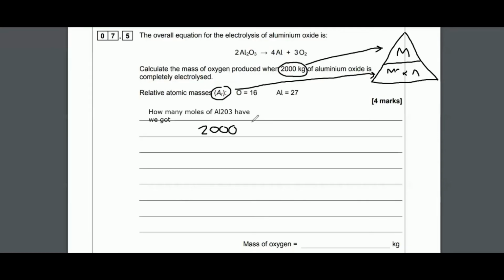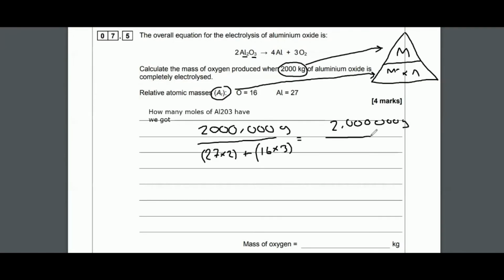Now, if you mess this up, you'll still get the marks, but you should really convert it into grams. That way, instead of 2,000 kilograms, it's 2 million grams. You can still do it as kilograms if you prefer. We're going to divide that by the MR of aluminium oxide. So that's Al2O3. Do not times it by the coefficient, the big 2. You don't need to do that. So 2 times 27 plus 3 times 16, which is 48.